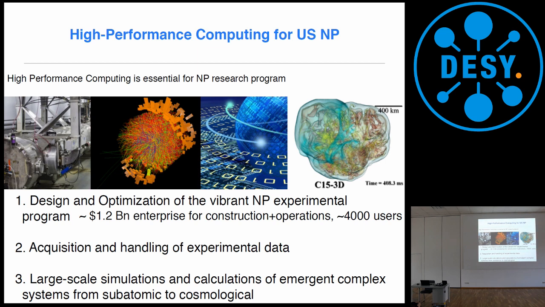So onto the computing side. High-performance computing has been central in the developments in nuclear physics. And this, of course, is classical computing. If you look at the experimental program, then the design and optimization, this is about a 1.2 billion operation in the United States, and the facilities support about 4,000 users. High-performance computing is critical in the design and the operation of these experimental facilities, as they are worldwide.